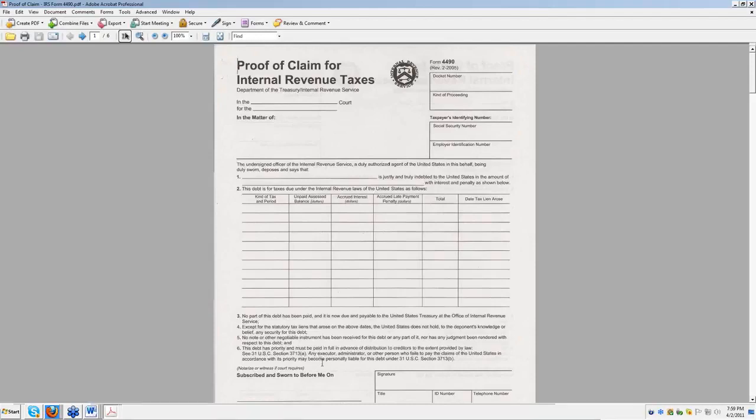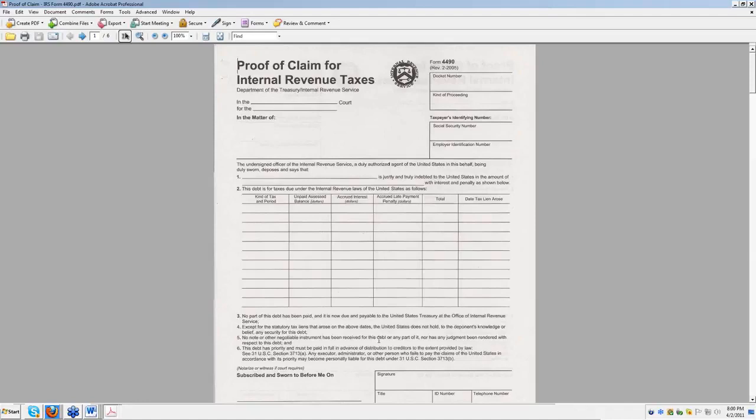Any executor, administrator, or other person who fails to pay the claims of the United States in accordance with its priority may become personally liable for this debt under 31 U.S.C. Section 3713B. Do you know what that says? Say it again in kindergarten language. Do you know what 31 U.S.C. 3713A says?